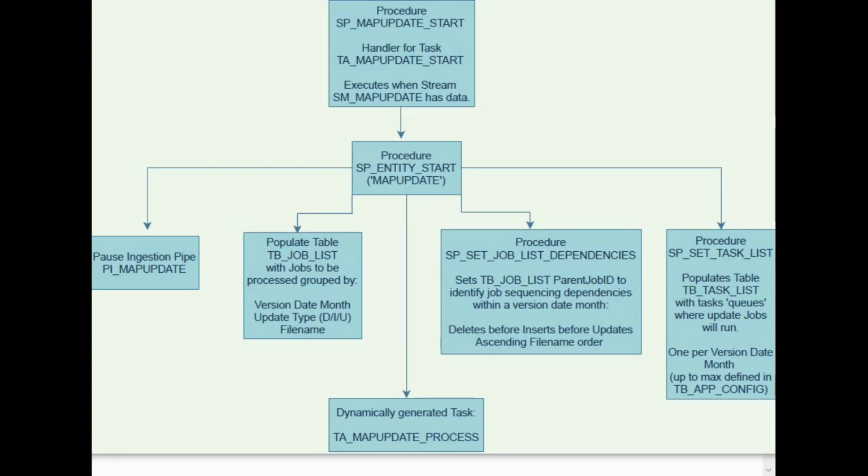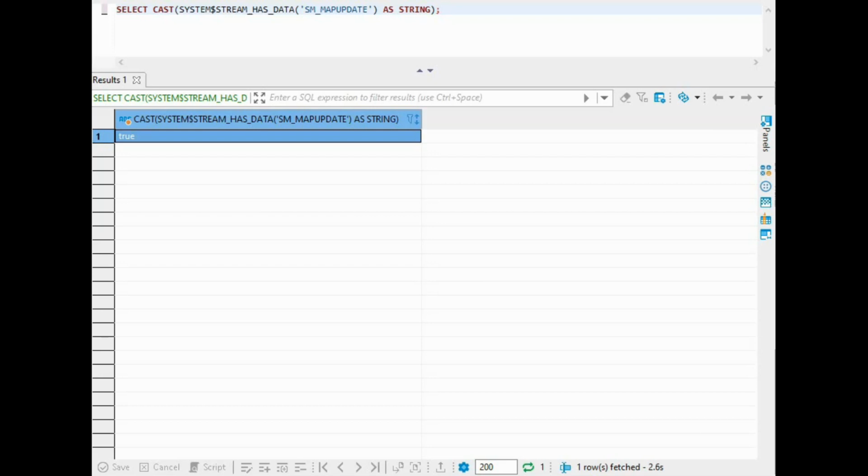If we run the same system stream has data query the task is conditioned on, it verifies that the stream now contains data, and the TA map update start task will now call SP map update start at its next execution time. Let's take a look at the proc log table to see what's happening.